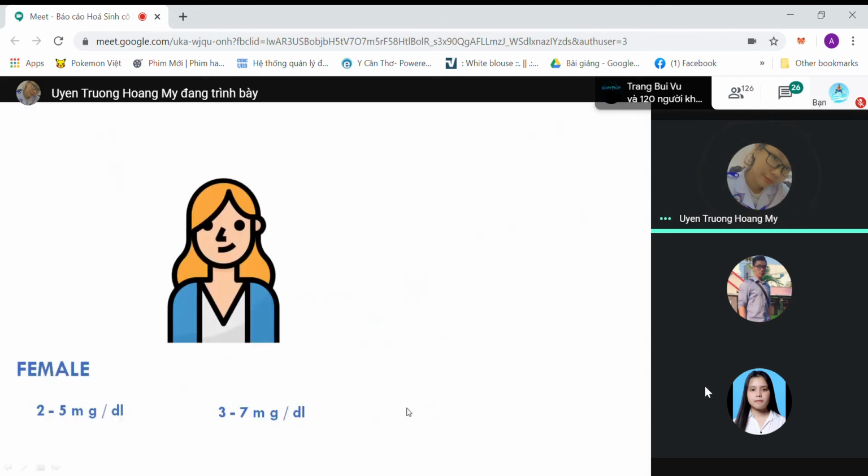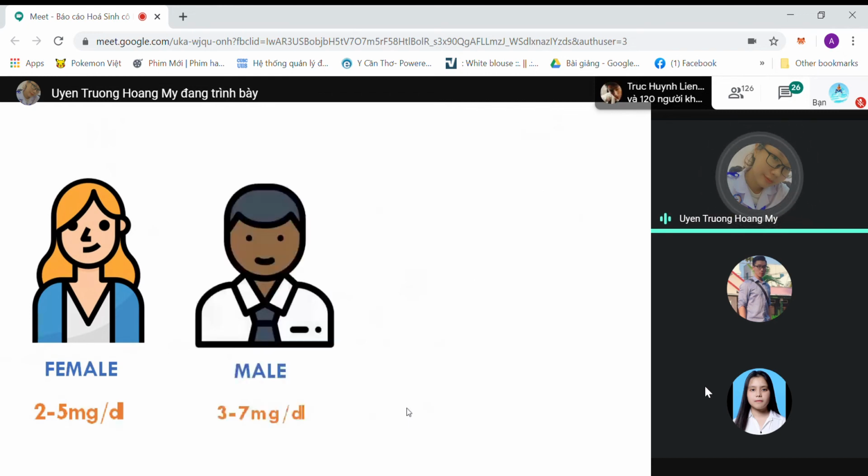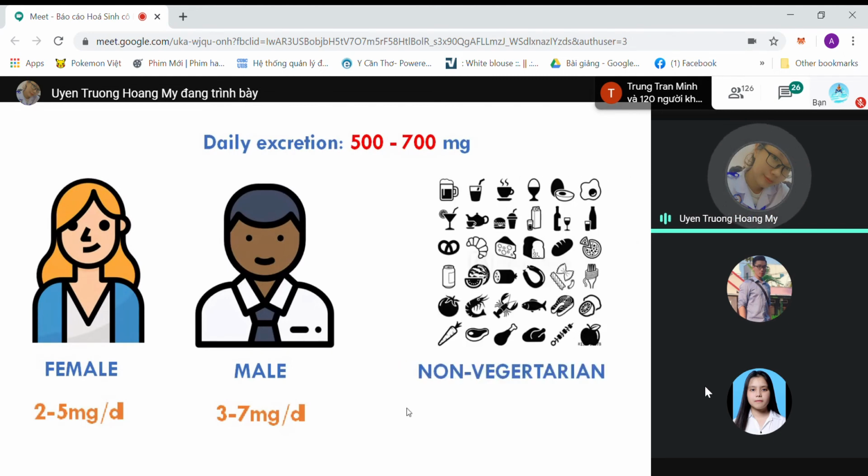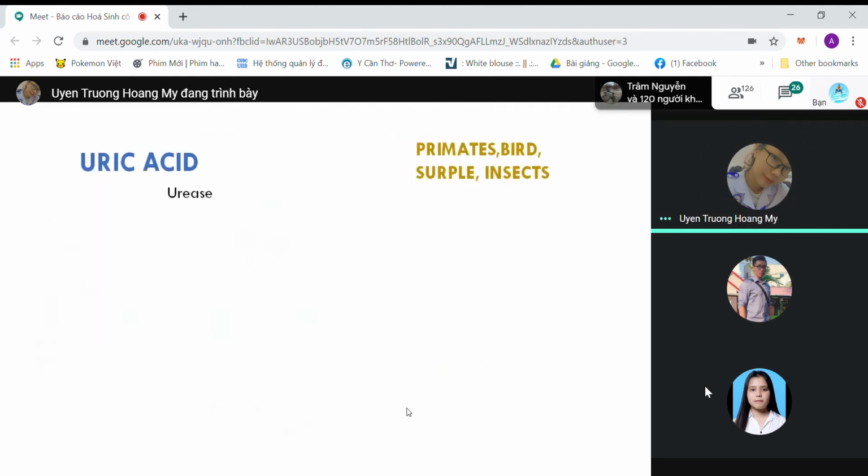So, what is the normal blood level of uric acid? Females from 2 to 5 mg per deciliter and males from 3 to 7 mg per deciliter. The daily excretion varies from 500 to 700 mg. Nucleic acid is contained more in a non-vegetarian diet. Uric acid is not very soluble in water.